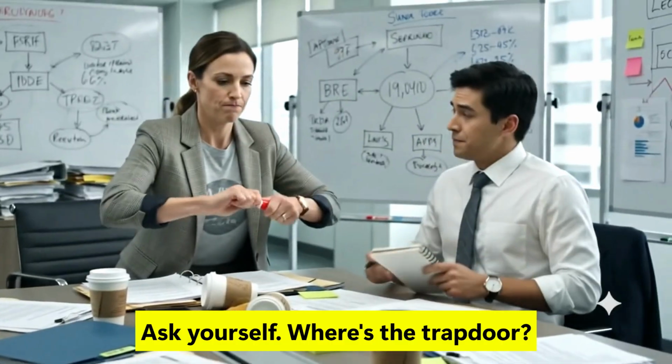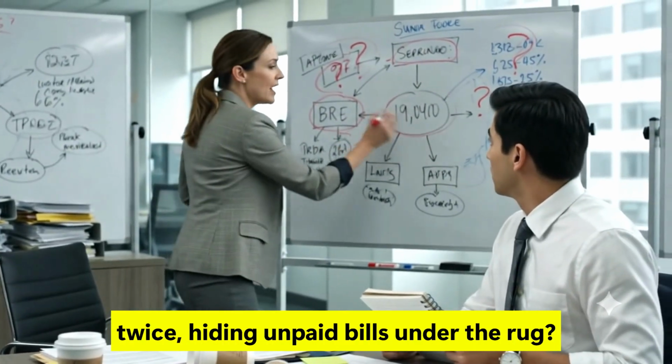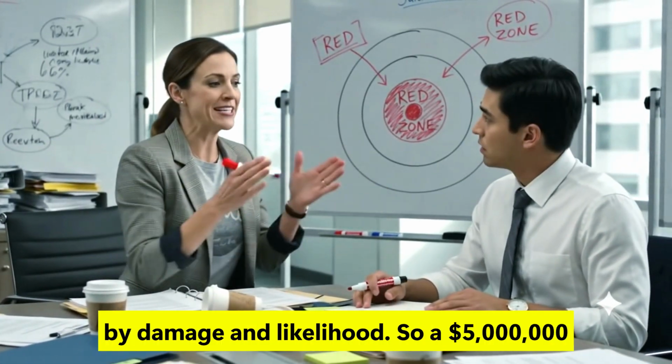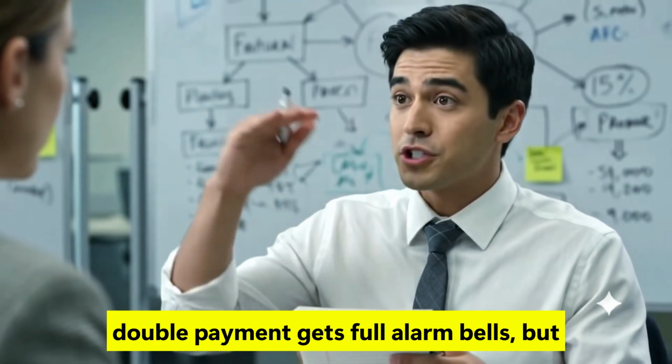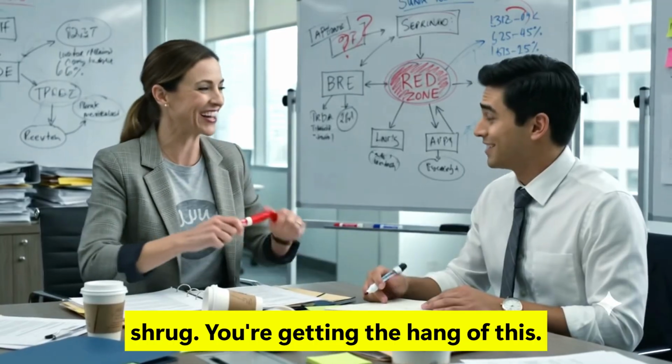Ask yourself, where's the trapdoor? Fake suppliers? Paying the same bill twice? Hiding unpaid bills under the rug? Not all mistakes are equal. We rate risks by damage and likelihood. So a $5 million double payment gets full alarm bells, but a misplaced $10 lunch receipt is just a shrug? You're getting the hang of this.